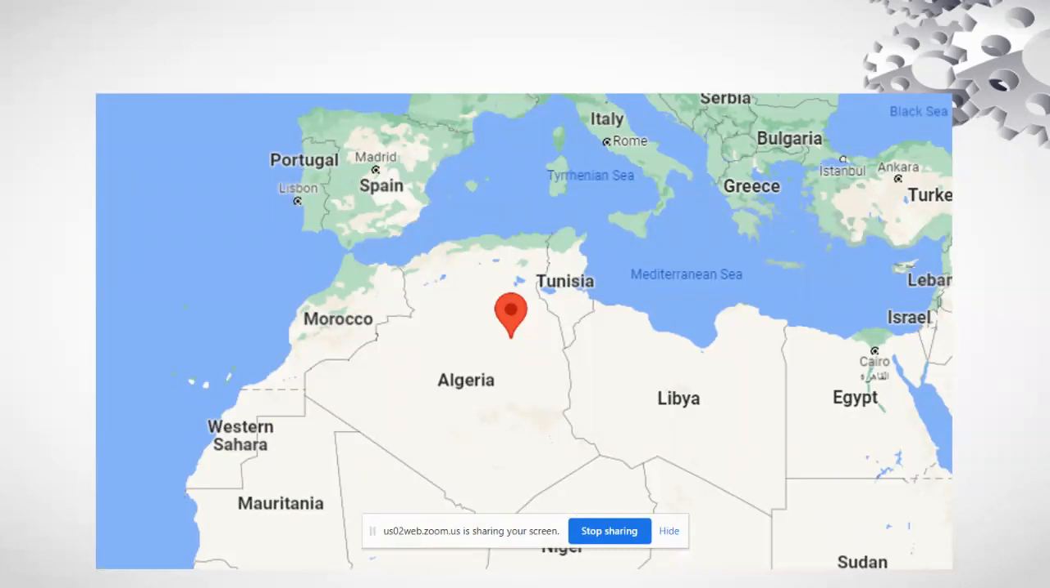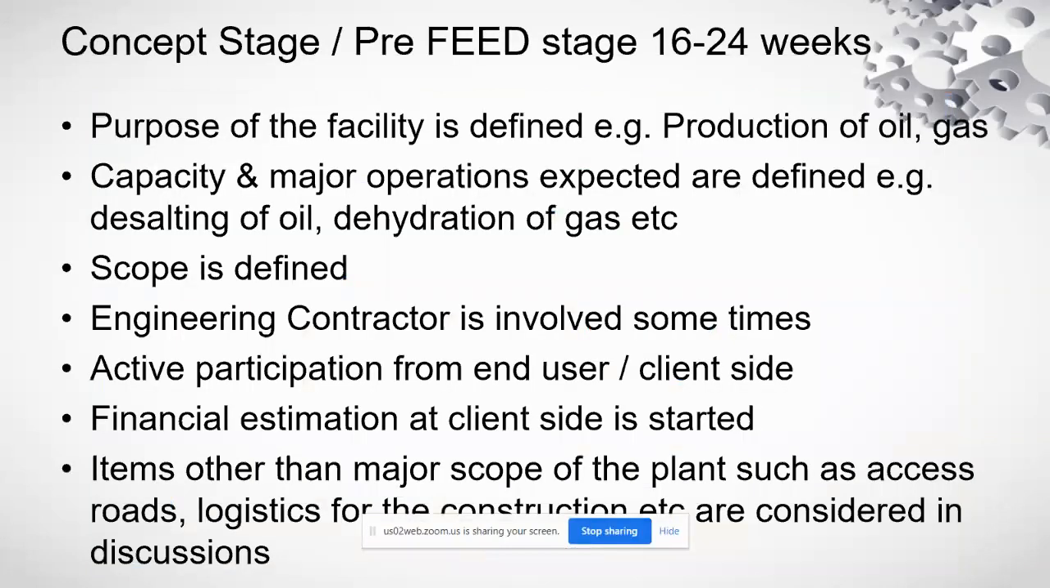on the map. As you're seeing, this is the north tip of the North Africa continent, in Algeria. Again, middle of the desert. The nearest town, I believe, had a population of only around 3,000 or 4,000 people. Yes. Then after these initial days, the main concept stage, or as we call it, the pre-feed stage, starts.